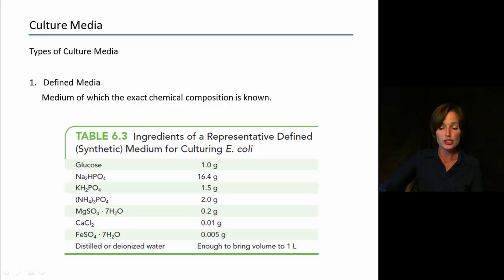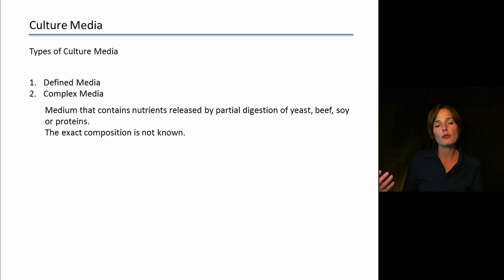Most of the time we are not growing microbes in a defined media. Usually we grow them in more of a generic media, and we call this a complex media. We don't know exactly how much of every specific chemical is there, but we know that it is providing for the needs of that particular microbe or for a wide range of microbes. With these, they are usually taking nutrients that are released by a partial breakdown, a partial digestion, of yeast, beef, or soy proteins. So again, the exact composition is not known, but it is providing a good generic substance that we can grow a lot of different microbes on.